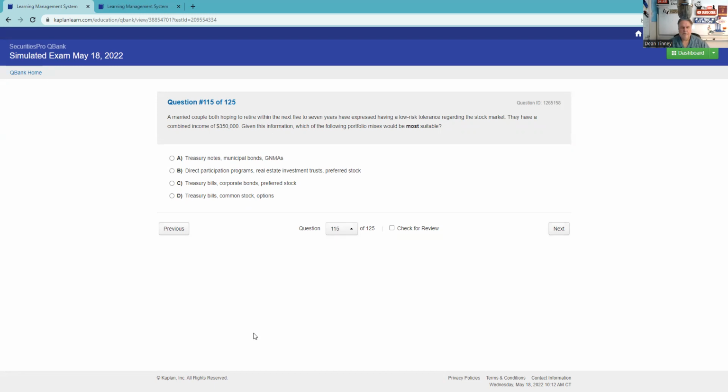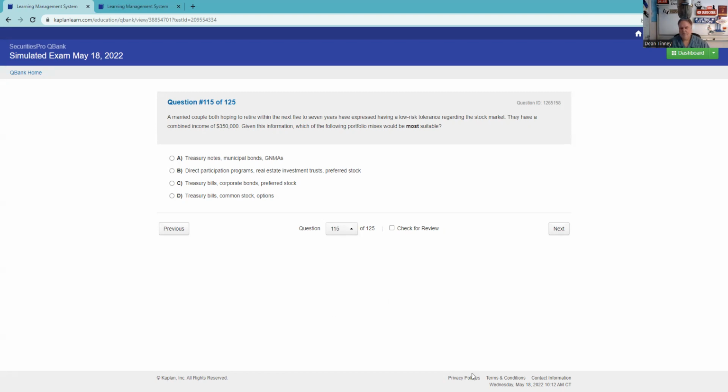A married couple hoping to retire within the next 5 to 7 years has expressed having a low risk tolerance for the stock market. They have combined income of 350. Given this, which of the following mixes would be most suitable? Well, 350 sounds like a lot. Given this answer set and low risk tolerance, I'm going to toss out B, partnerships, direct participation programs. Treasury bonds, corporate bonds, preferred stock, treasury bills, common stock, options. They told me they don't like stocks.